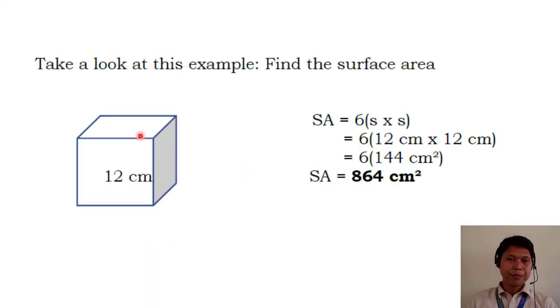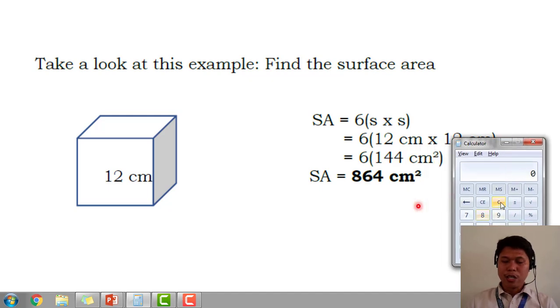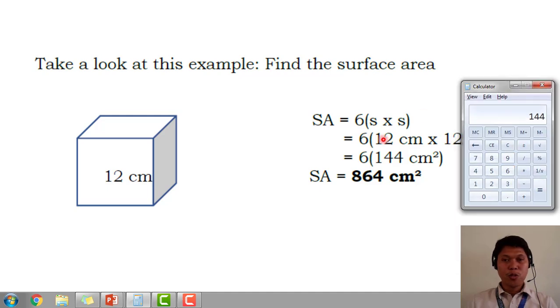For example, the side is 12 centimeters. Sometimes it uses edge, so 6 edge squared. It is s times s. So 6 times 12 times 12, where 12 times 12 is 144, and the surface area is 864 square centimeters. If you are going to use the calculator, we start with 12 times 12. Take note, 12 squared means 12 times 12, not 12 times 2. 144 times 6 is equal to 864, and this is correct.